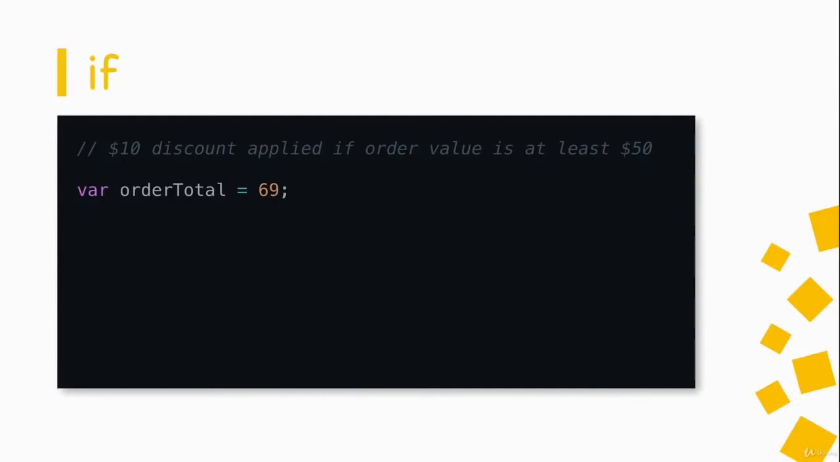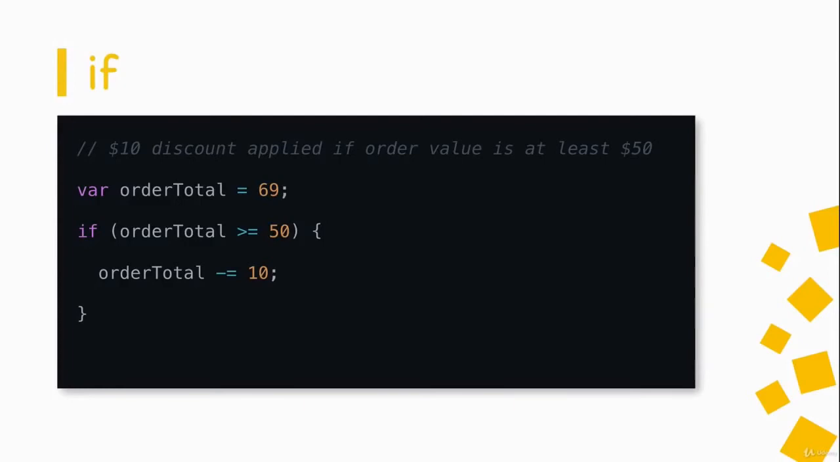Now we need to define the code that gives a $10 discount if the order value is at least 50. And we can do that using, you guessed it, the if block. So this is how it looks. So we're saying that if the variable order total is greater than or equal to 50, then minus 10 from the order total variable, and then end the code block. So how does this work? Well, first we're defining the order total variable, which contains a value 69. So the variable order total contains 69.